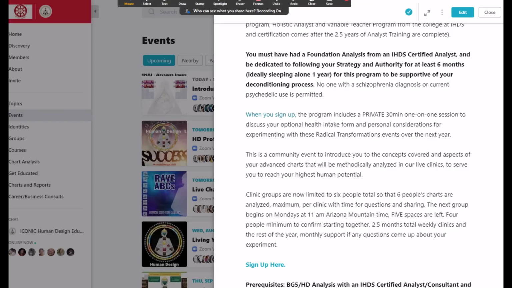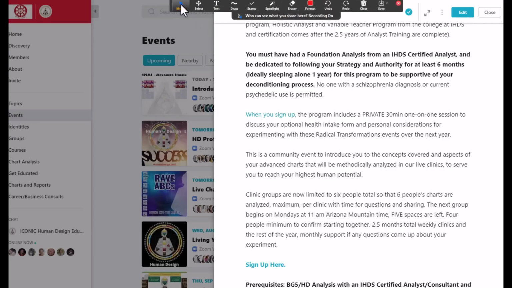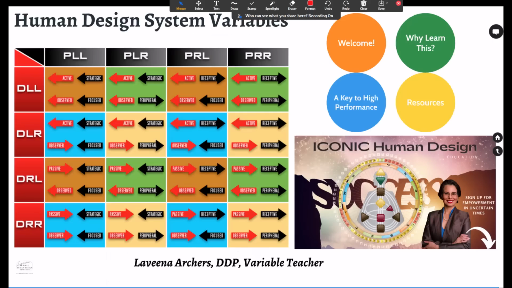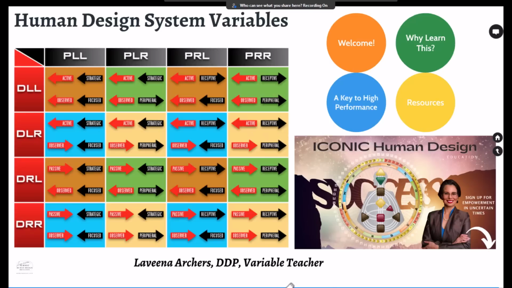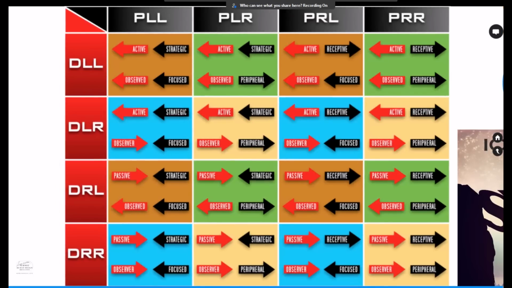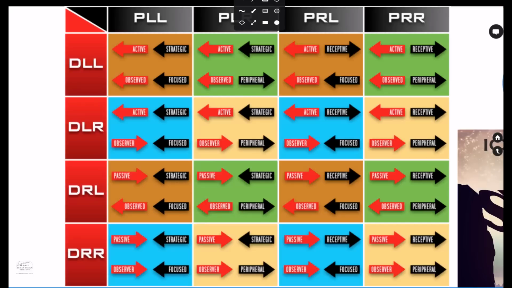What arrow is this? Sorry, I missed that. I try not to look at my presentation or my chat while I'm teaching because it gets overwhelming, like too much. I'm very easily stimulated, and then what happens is I get distracted, so I lose my focus.